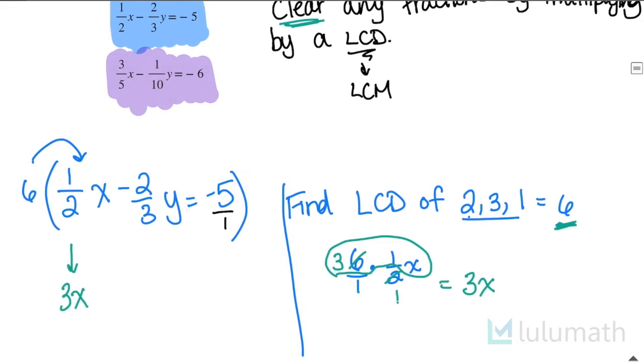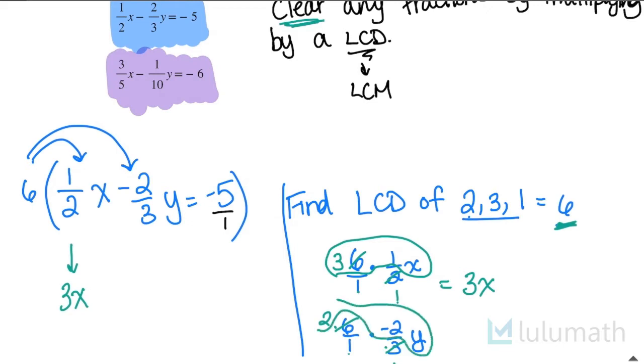Now let's multiply this 6 through to this -2/3 y. So this is 6 over 1 times -2/3 y. Again, things should be canceling out. If they don't, you don't have the right common denominator. 6 and 3 are both divisible by 3, so 3 divided by 3 is 1 and 6 divided by 3 is 2. I have denominators of 1, and that's exactly what I want. Now I see what's left over: 2 times -2 times y is -4y.